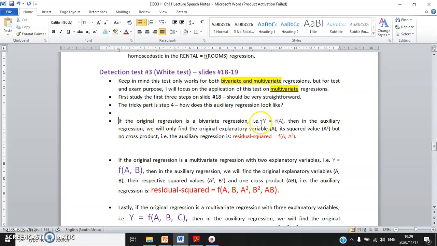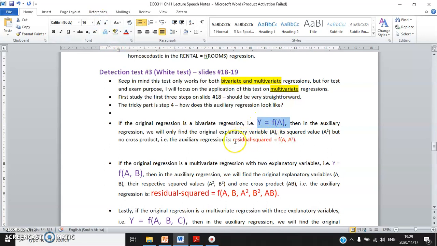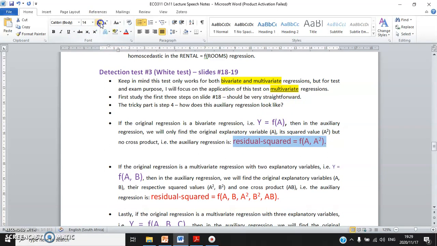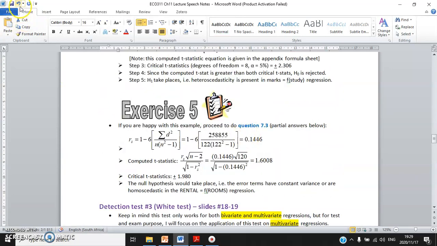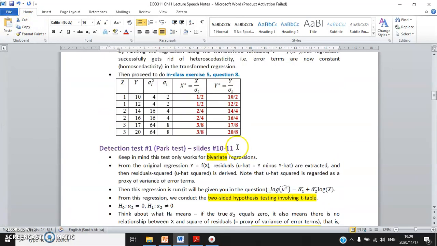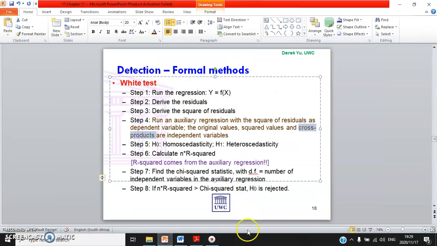Then the last one, what if the original regression is a bivariate regression, which means y as a function of a, then the auxiliary regression would be residual square as a function of the original value a, and then the square, a square. And then there's no cross product because there's only one explanatory variable. Okay, so I hope you are happy with the explanation. Okay, then we can go back to the slides.